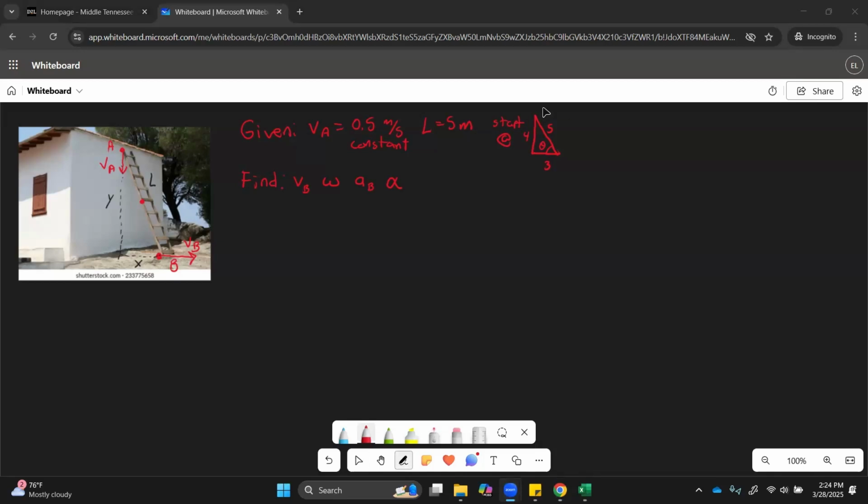Okay, so Susan says it is general planar, and yes, that is correct. So one end of the ladder, point A, is translating vertically. Point B is translating horizontally. So the ladder doesn't have pure translation because the ends are going in different directions that are perpendicular to each other and not collinear. So this is general planar motion because we know that the ladder is also rotating.